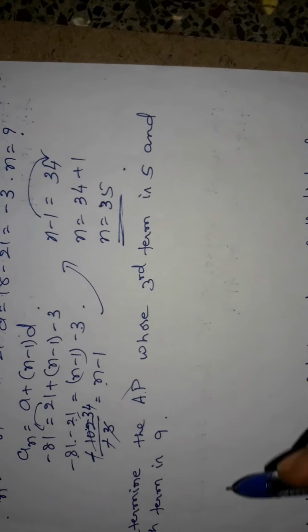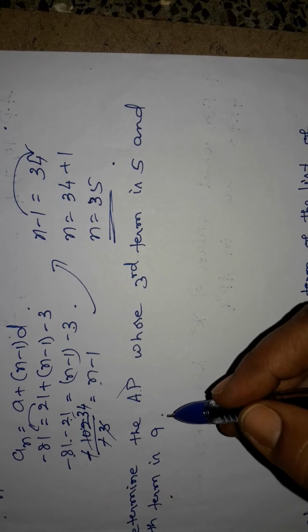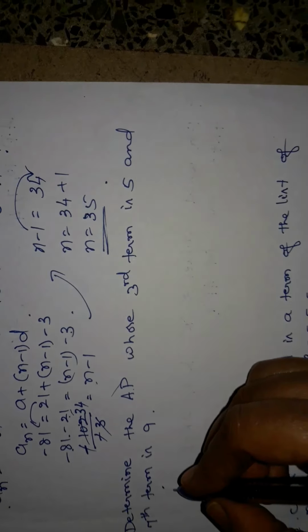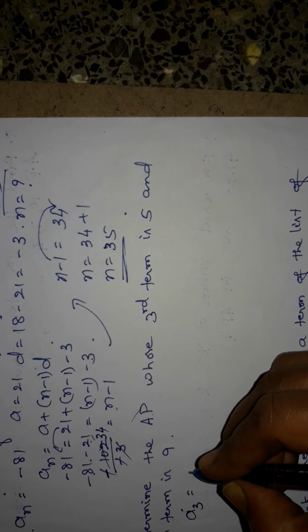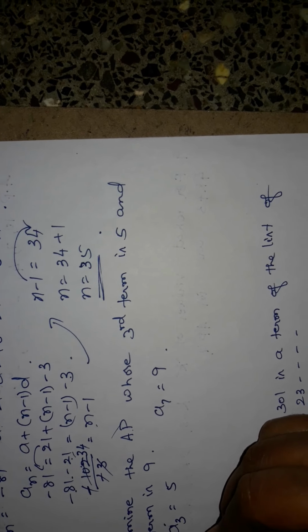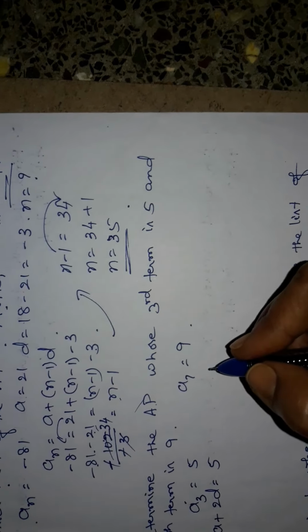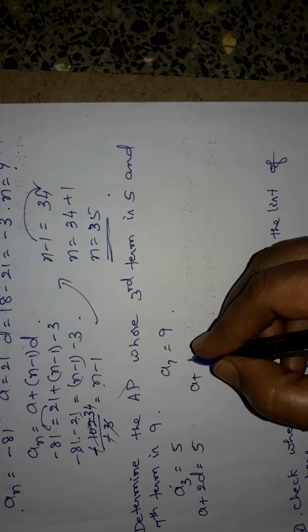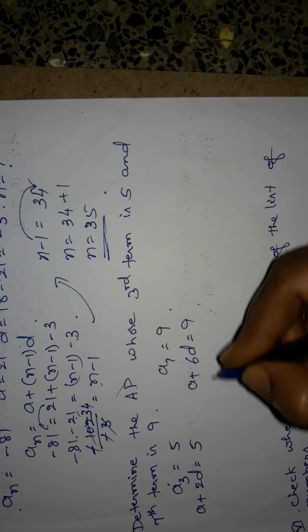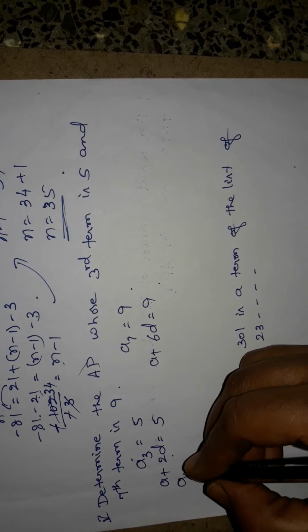Next question. Determine the AP whose third term is 5 and seventh term is 9. They are given third term means A3 equals 5. Seventh term is A7 equals 9. Third you have to expand. A plus 2D equals 5. Next A7 means A plus 6D is equal to 9. See, we are getting two linear equations. You solve it by taking elimination method.